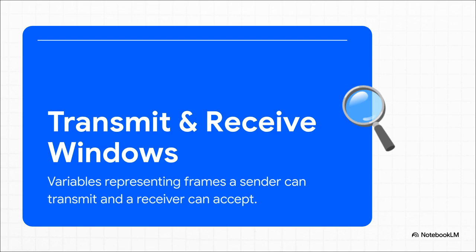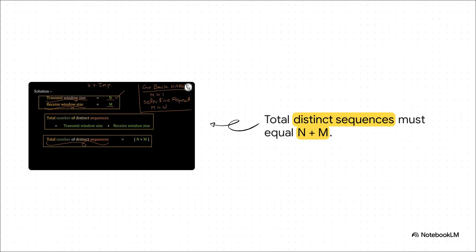On the flip side, we have the receive window, or M. This is exactly how many frames the receiver is actually prepared to accept and buffer. Without these strict mathematical windows, a fast sender would completely overwhelm a slow receiver and you just get massive data loss. And that brings us to our very first crucial formula.